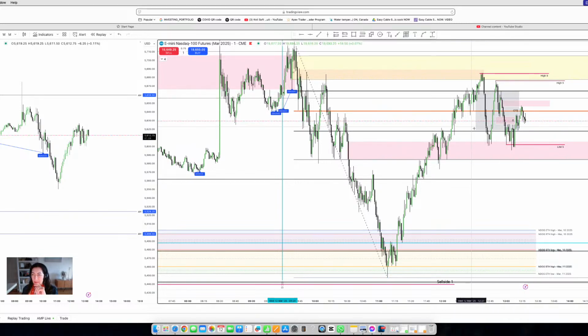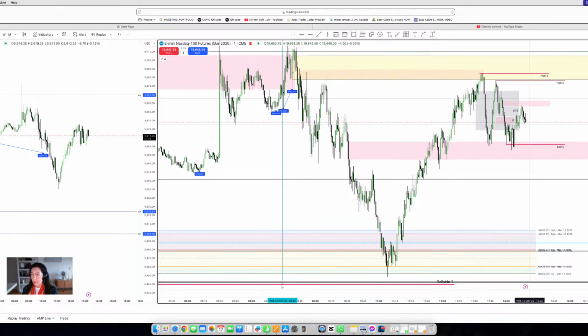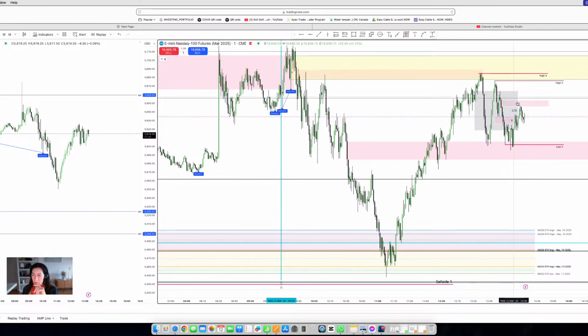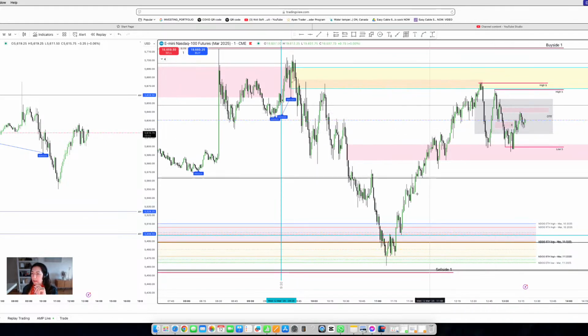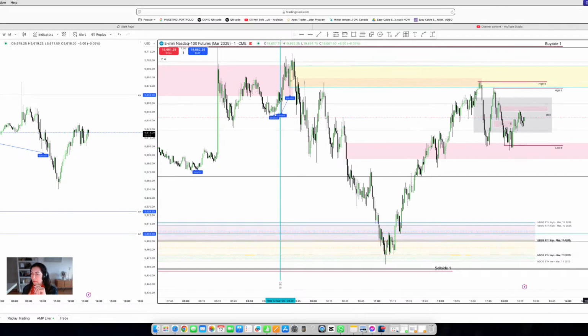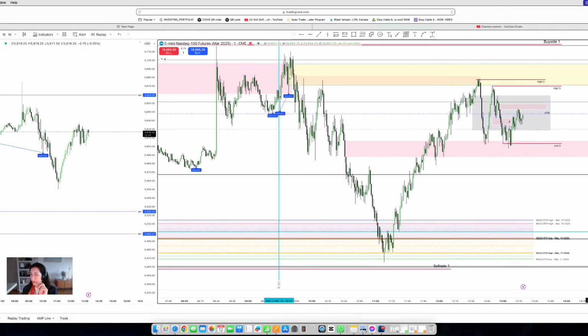So what I do is I like to put a box on my chart and then I just get rid of the fib. So we've been in and out of this optimal trade entry area. So if there's a reversal, this is the area that price would want to come back into, which it has, and the breaker block.